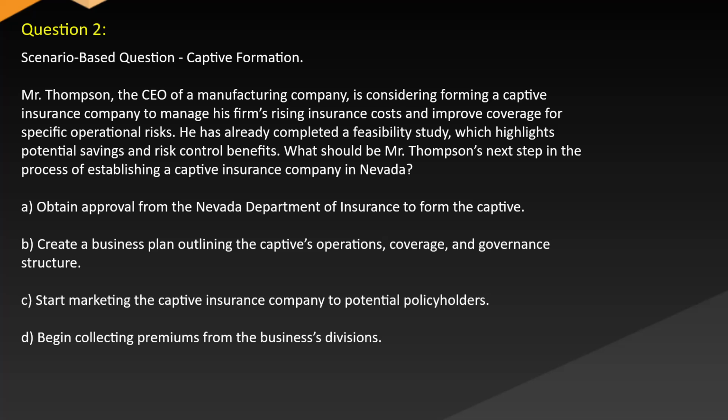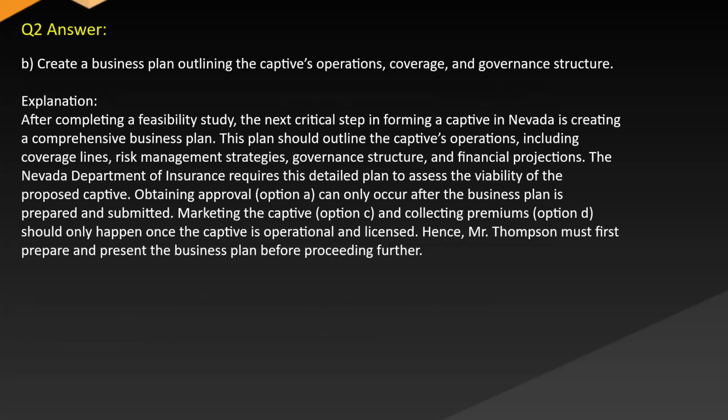A. Obtain approval from the Nevada Department of Insurance to form the captive. B. Create a business plan outlining the captive's operations, coverage, and governance structure. C. Start marketing the captive insurance company to potential policyholders. D. Begin collecting premiums from the business's divisions. Answer. B. Create a business plan outlining the captive's operations, coverage, and governance structure.